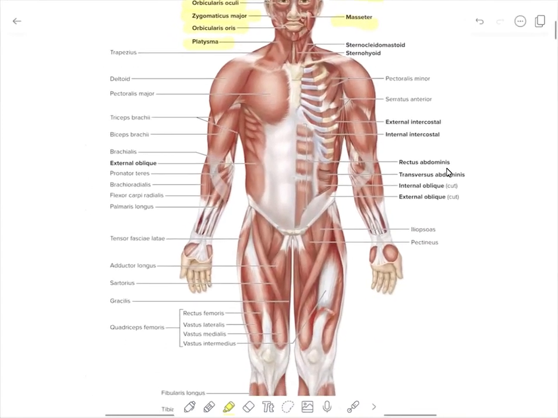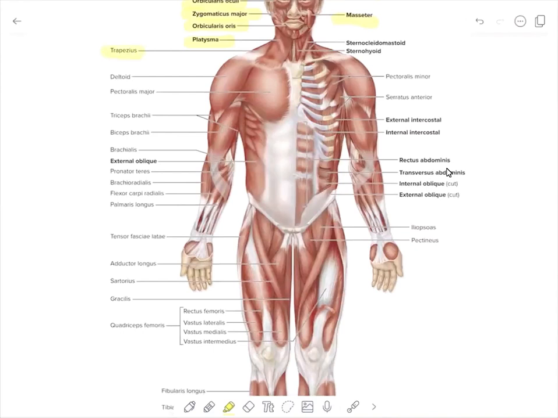In the shoulder area, for superficial muscles, we can see the front of the trapezius muscle, deltoid, pectoralis major, triceps brachii, biceps brachii, brachialis, external oblique, pronator teres, brachioradialis, flexor carpi radialis, palmaris longus. And the deeper muscles would include the sternocleidomastoid muscle, sternohyoid, pectoralis minor, serratus anterior. Breathing muscles would include the external intercostals and internal intercostals. In the abdominal region, we have the rectus abdominis, transversus abdominis, and views of the internal and external obliques.